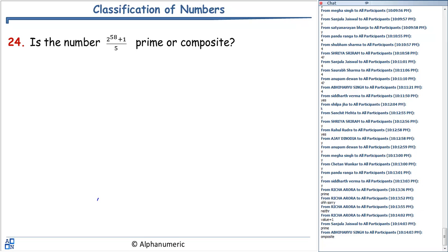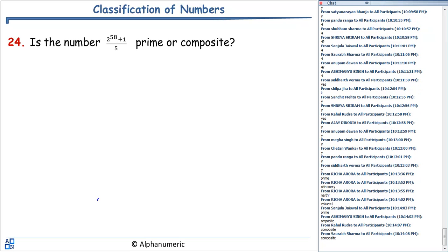Achha, this is equal to 1. How can you say this is 1? Richard, 2 raised to power 58 plus 1 is a very very large number. You are not supposed to find out the remainder. Okay, चलो मैं बताता हूँ इसे करना क्या है.